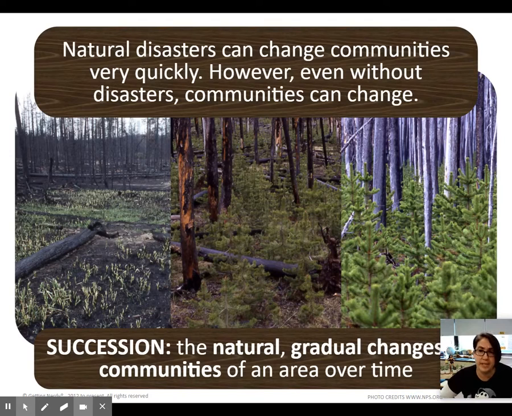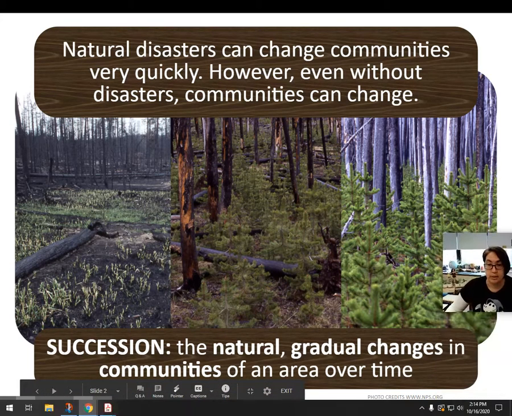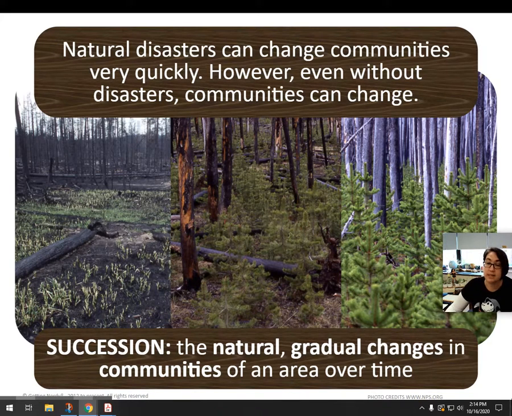All right, natural disasters like forest fires can change communities very quickly. And remember, these would be density independent factors for a population. However, even without disasters, communities can change. And we call that succession. So succession are the natural, gradual changes in communities of an area over time.